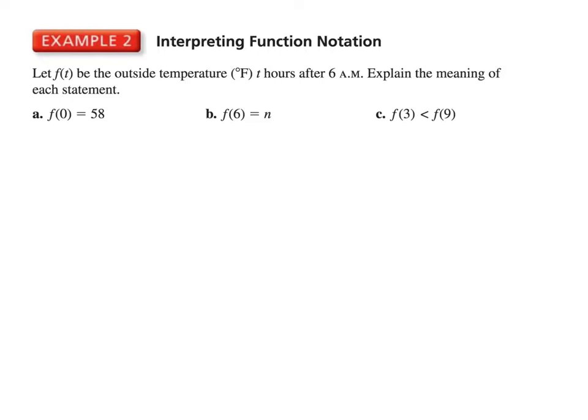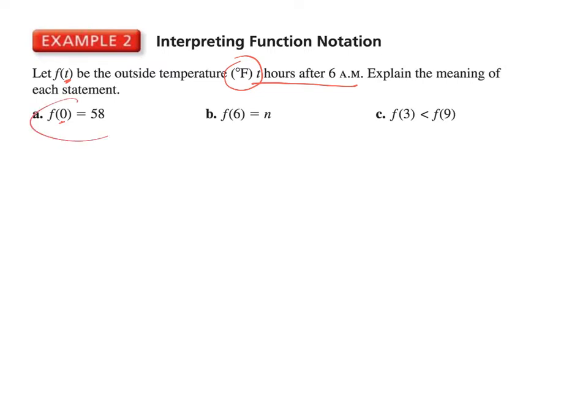Let f of t be the outside temperature, t hours after 6 a.m. Explain the meaning of each statement. Okay, what's going on here? So here we have f of t. Here t is 0. It says t hours after 6 a.m. So if it's 0 hours after 6 a.m., what time is it? 6 a.m.